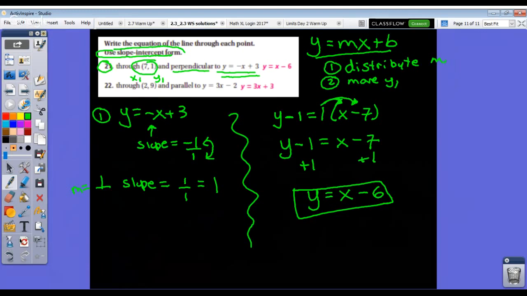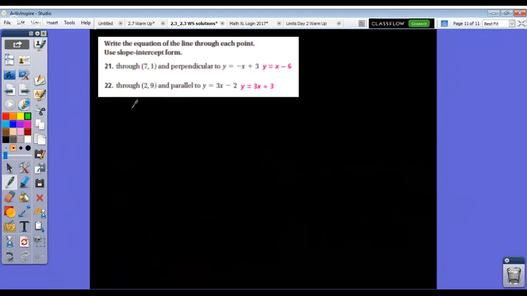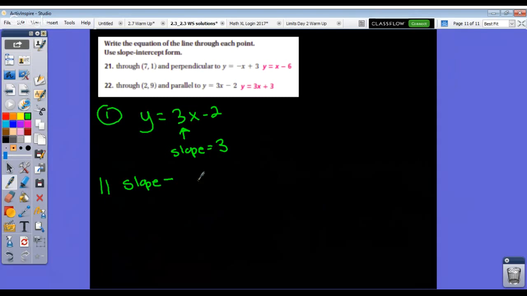All right, so the last one gives us a point and asks us to find the line that is parallel. So again, I'm going to write what I'm given. Y equals 3x minus 2. And I'm going to identify the slope. It is 3. The slopes of parallel lines are always the same. The first line we're given has slope 3, then the slope of the parallel line is also 3.